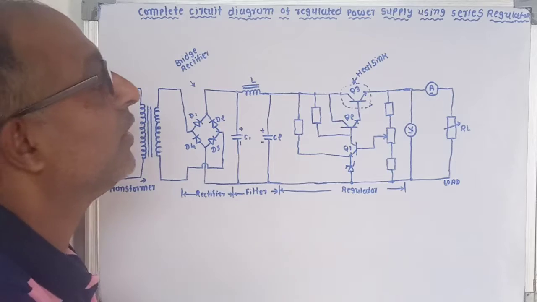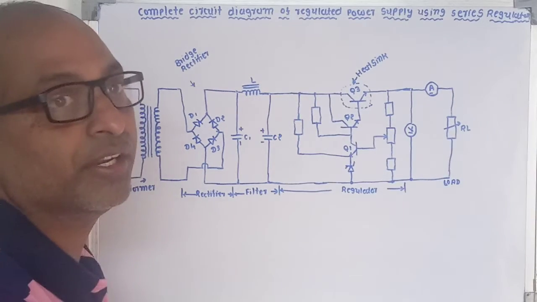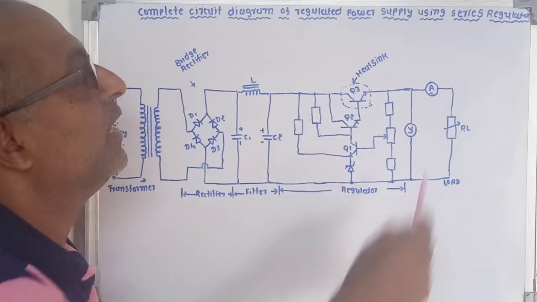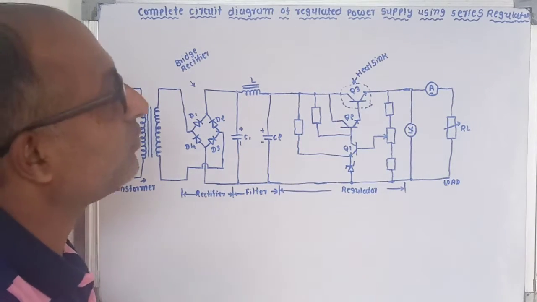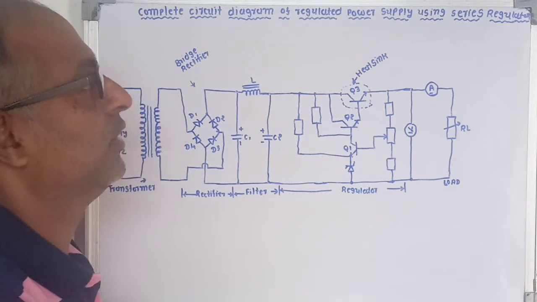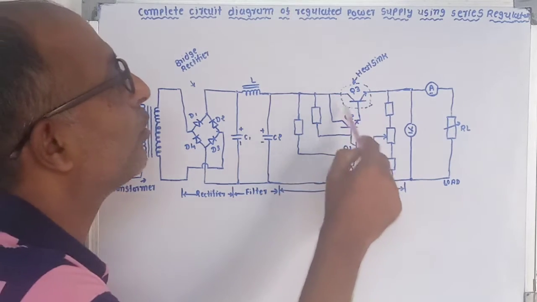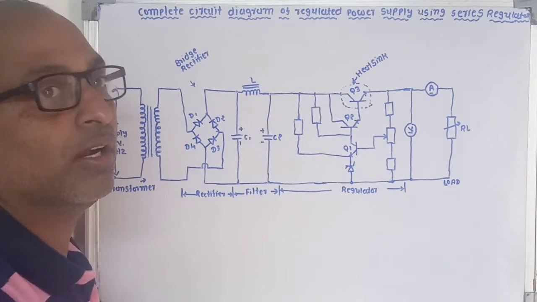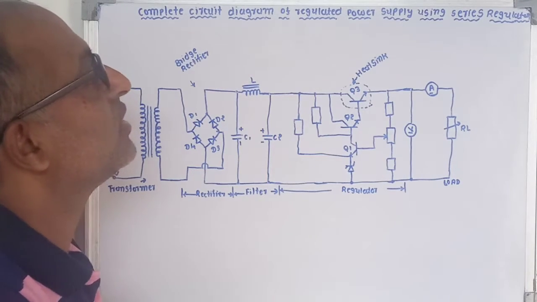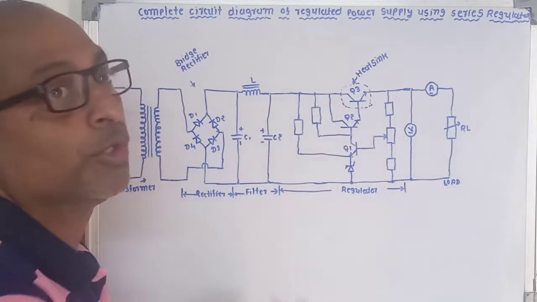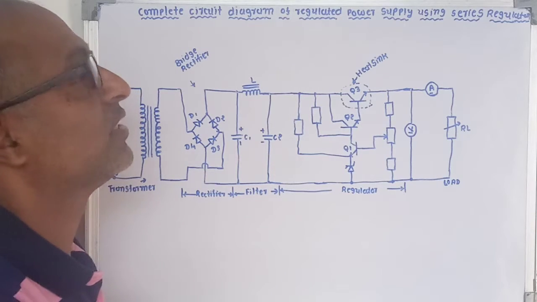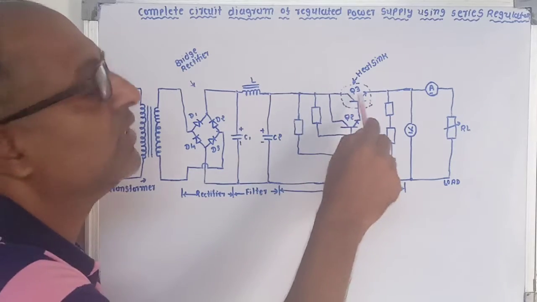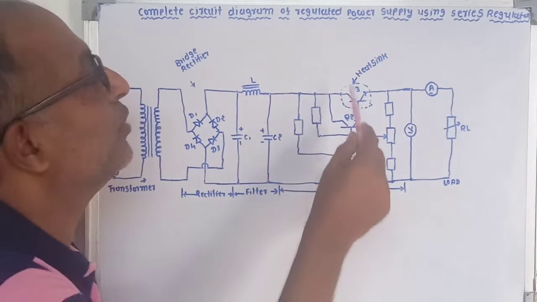Here we are using a voltmeter and ammeter in the load circuit. The voltmeter is used to measure output voltage and the ammeter is used to measure the output current. A heat sink is provided on the transistor Q3 because the load current always passes through this transistor Q3. That's why it is called the pass transistor. A very large amount of heat is produced across this transistor Q3. For that we are using a heat sink.